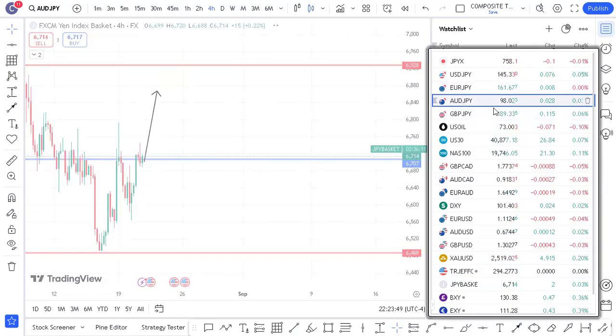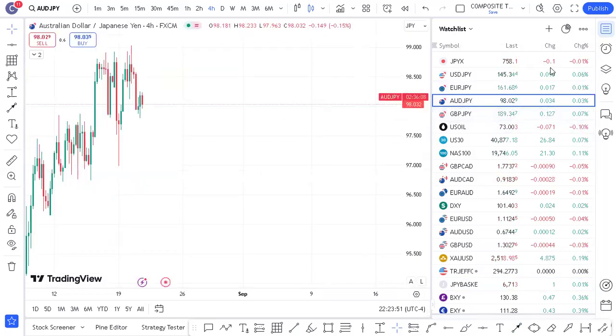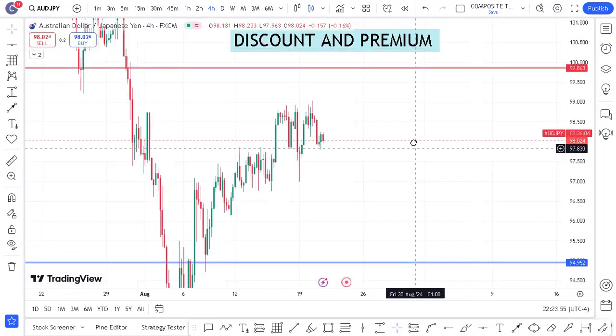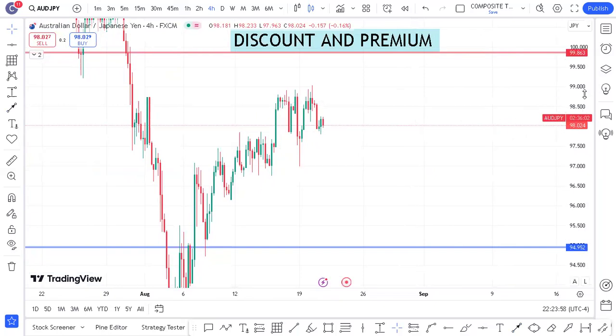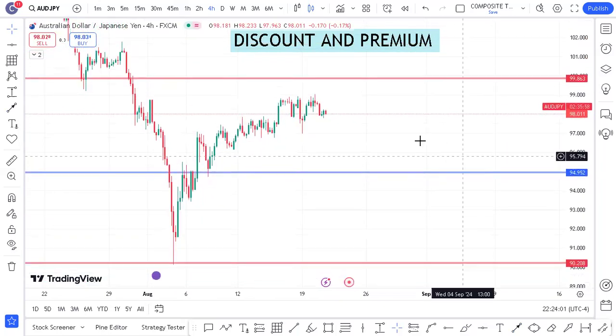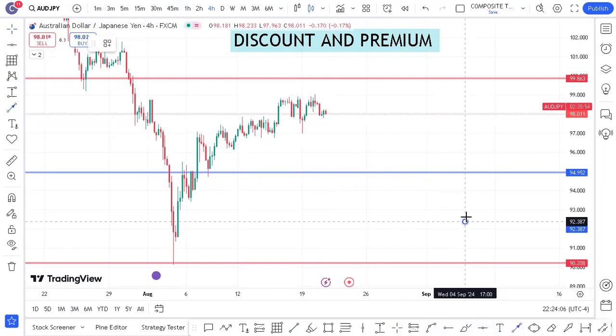Let's go back to Audi JPY. Audi JPY, I've tried to explain to you that one. I've said, according to Audi JPY, the pair is not on premium. Look at that. I've told you that this is the premium.